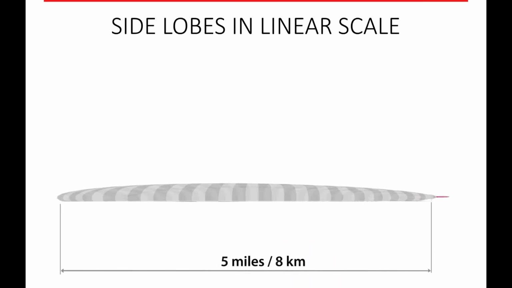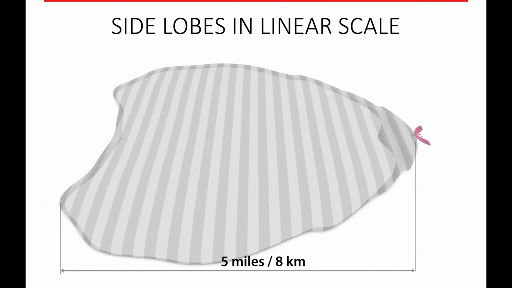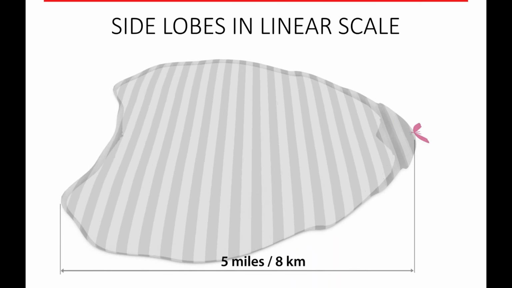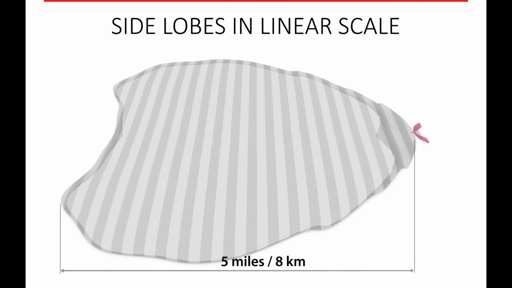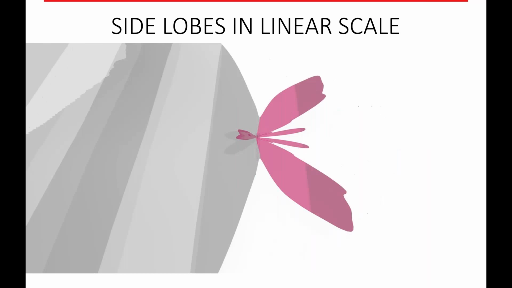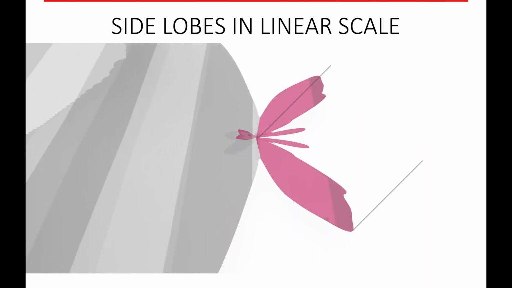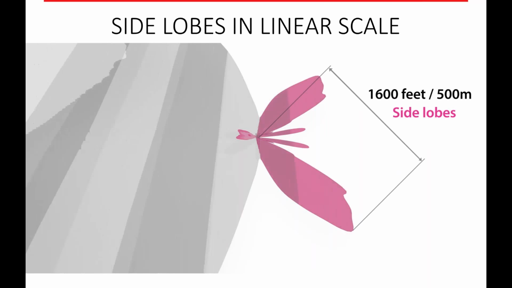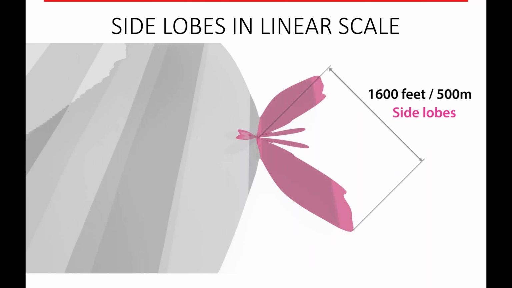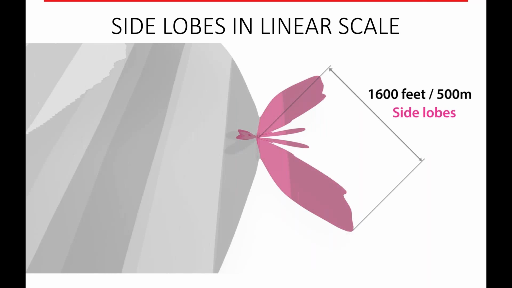If we look at symmetrical, traditional patch array sectors, again, on a linear scale, we can see the size relationship of the main lobe versus the side lobe. Again, side lobes look kind of tiny, but when you actually measure them, you can see that they go pretty far, right? I mean, 500 meters is a long distance.